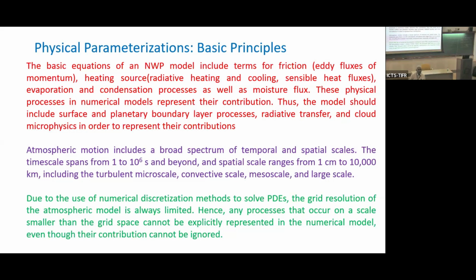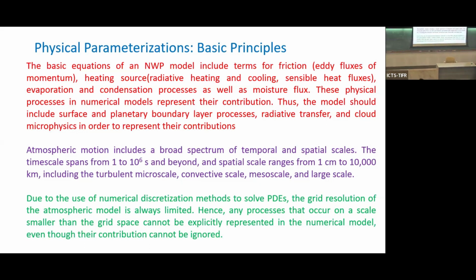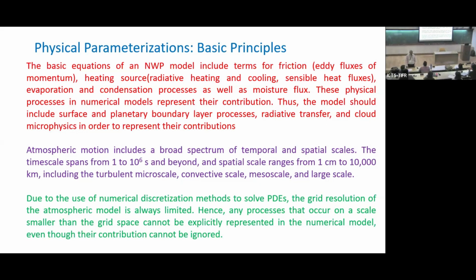Now we have several processes in the atmosphere that are subgrid scale, right? So you can't ignore the effects of subgrid scale. Suppose you take a global domain. Yesterday you heard that NCMRWF has a global domain of 20 kilometers, so that means the resolvable scale is 40 kilometers. So many processes happen within 40 kilometers, right?